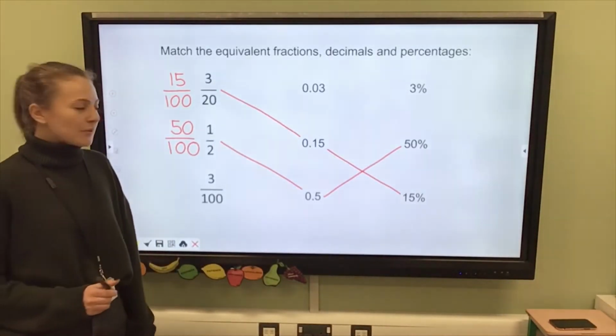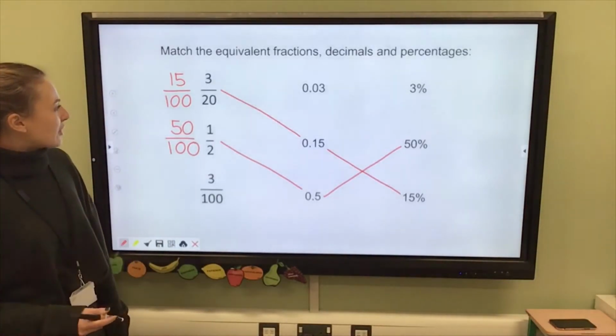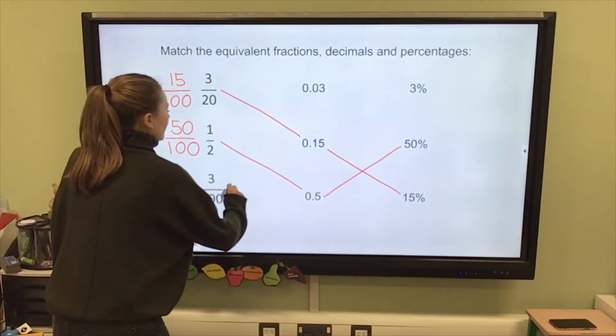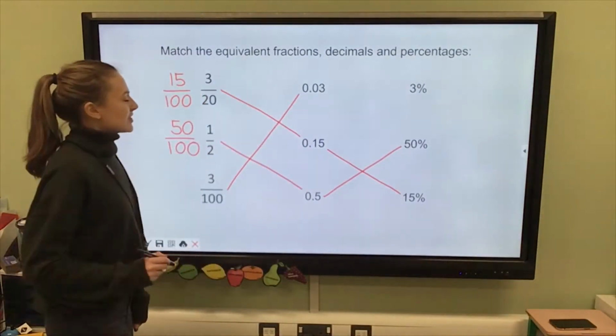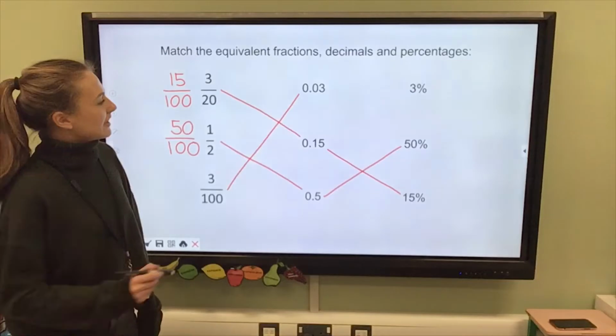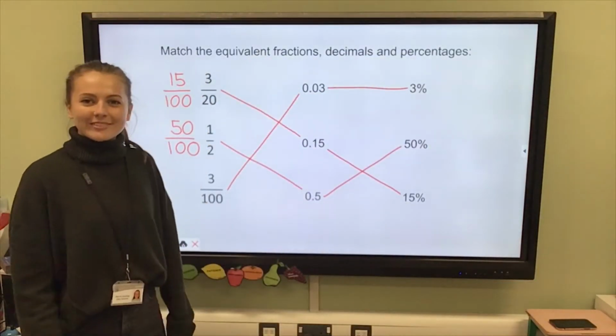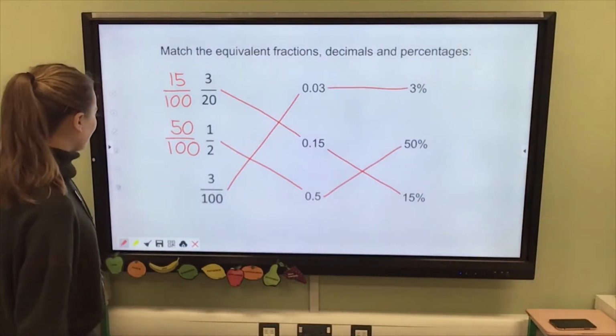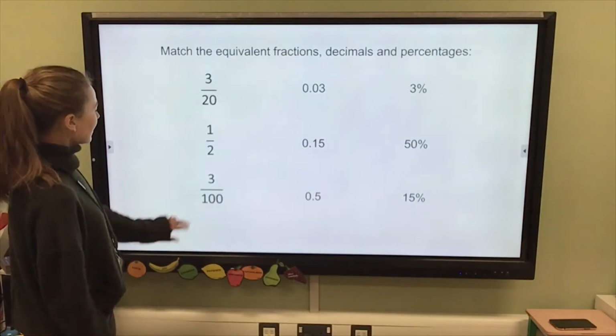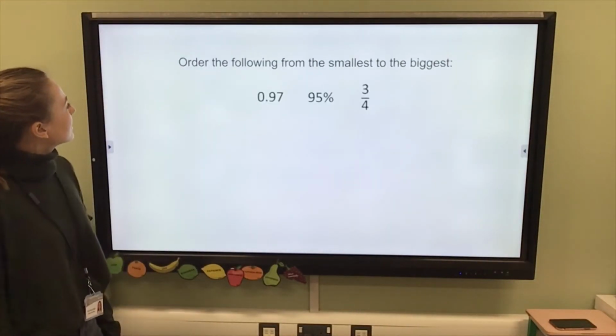Okay, so that leaves me with my last fraction of 3 100ths, and I know that 3 100ths is equivalent to 0.03 and 3%. Well done. Okay, let's move on to our next slide.